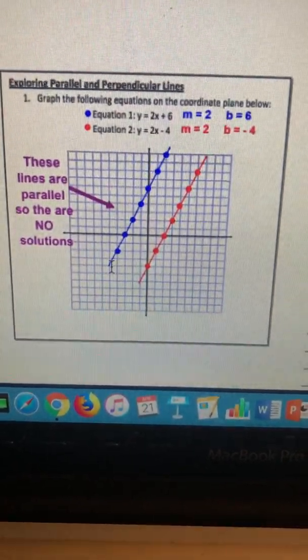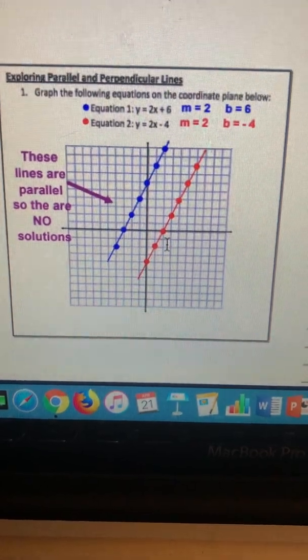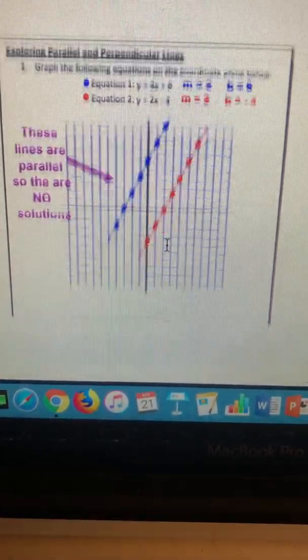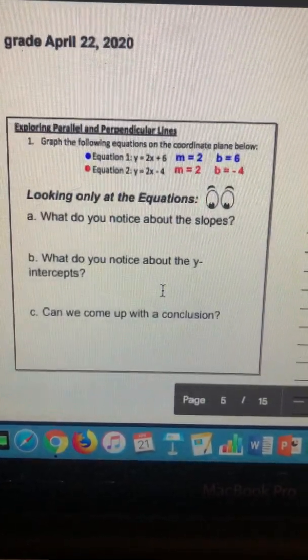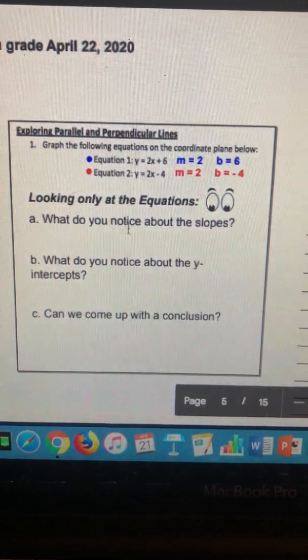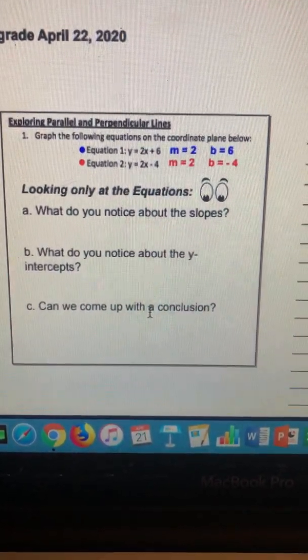The two lines are parallel, which means that they'll never intersect, so that means there would be no solutions. Okay, like I mentioned, you guys have kind of been seeing this already, so I don't think this is anything new for most of you. So this was just your conclusions. What do you notice about the slopes? What do you notice about the intercepts? And can you come up with a conclusion?